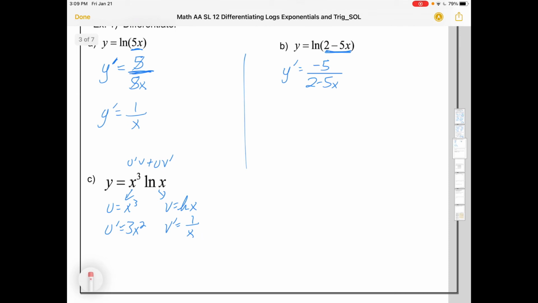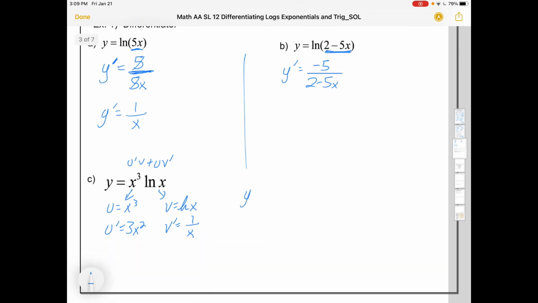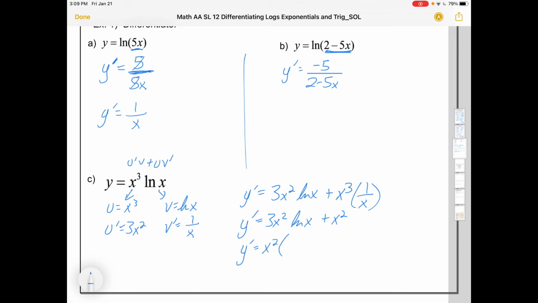And now we just plug and chug in the formula. Okay, the product rule says u prime times v plus u, which is x cubed, times v prime, which is 1 over x. And that can simplify a little bit. 3x squared plus x cubed over x would just be another x squared. So you could take out a common factor here. So you could say x squared times 3 ln x plus 1.